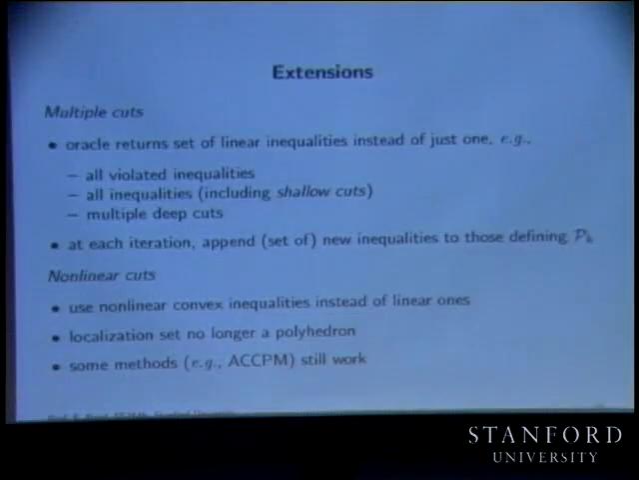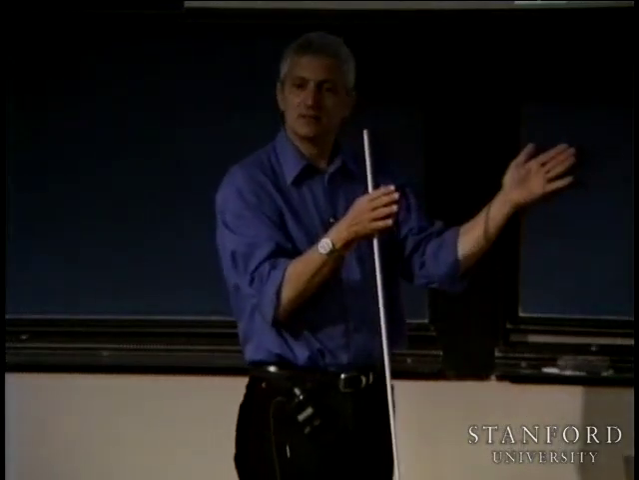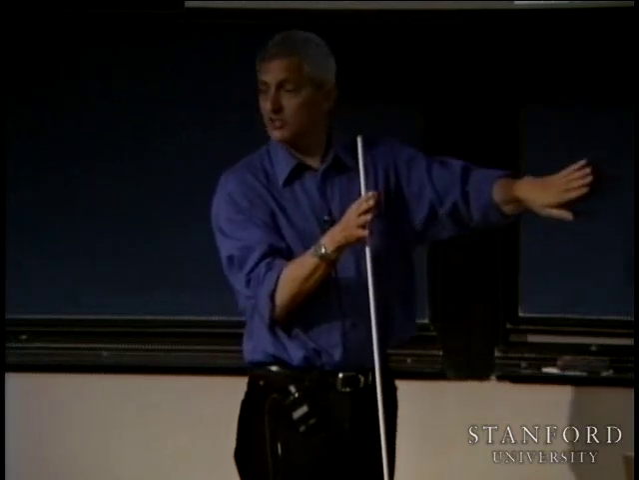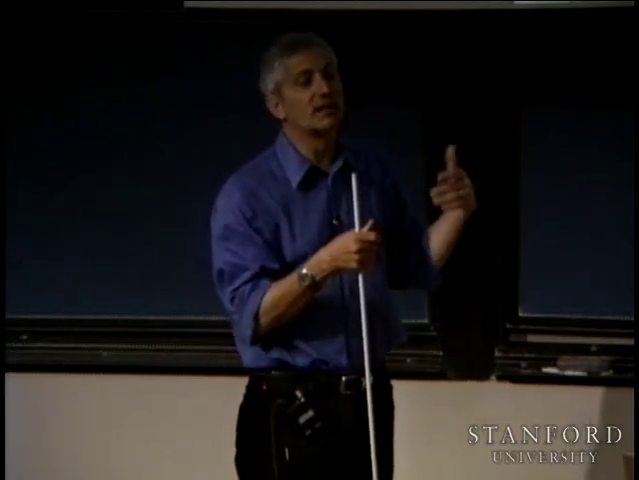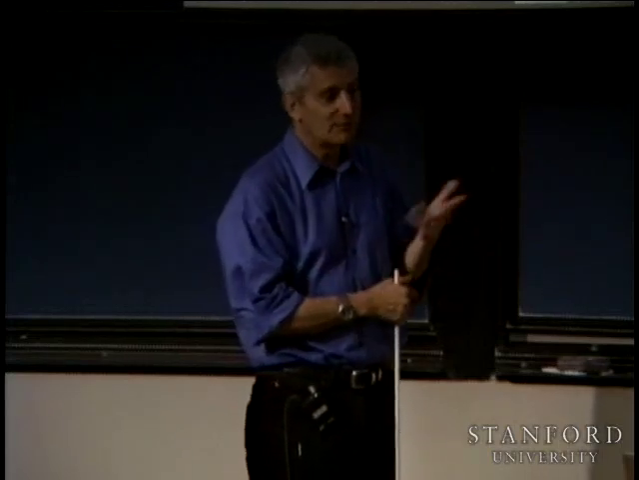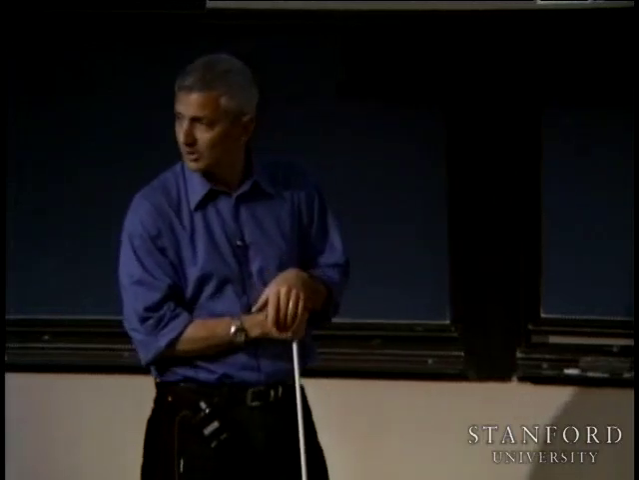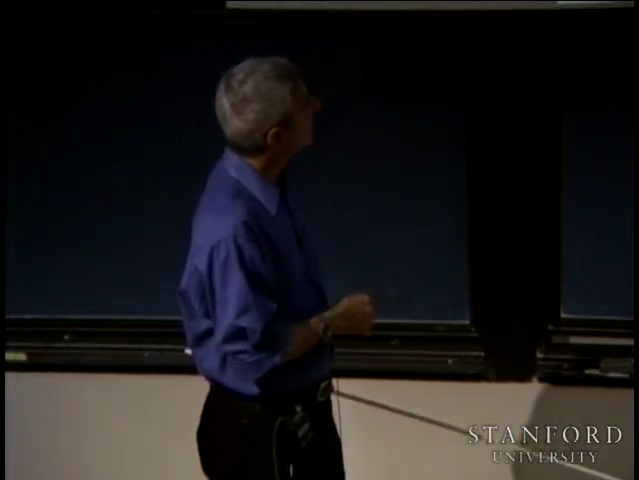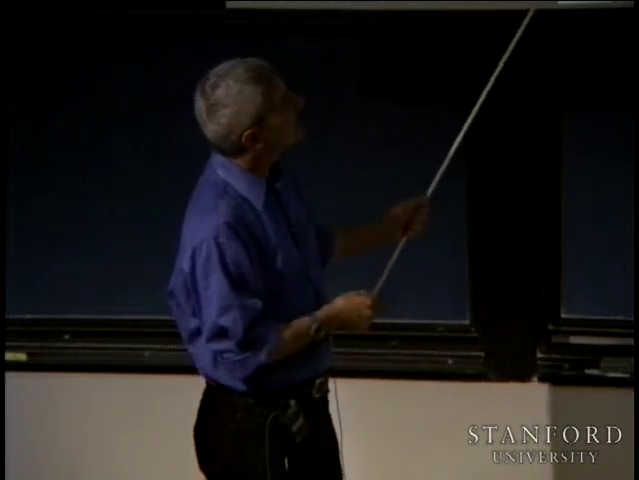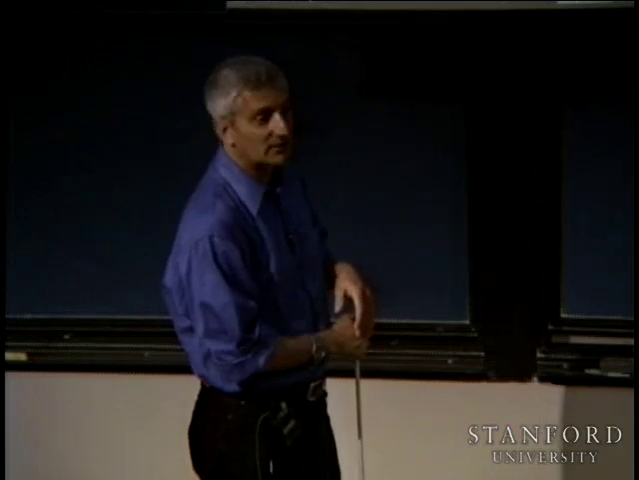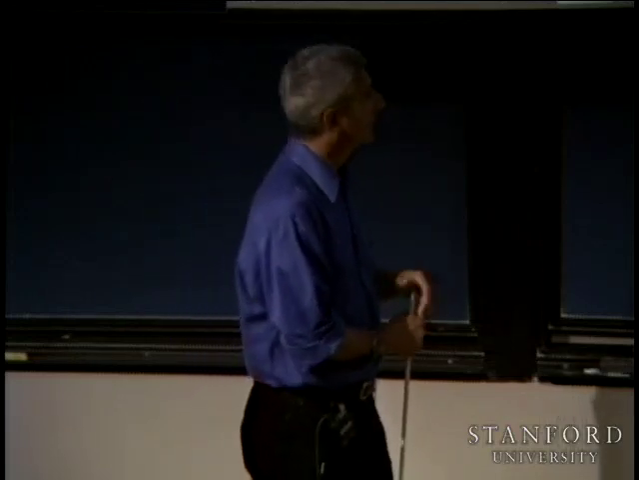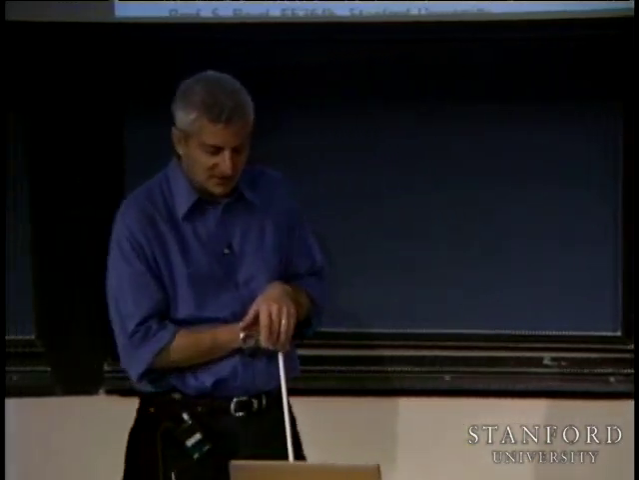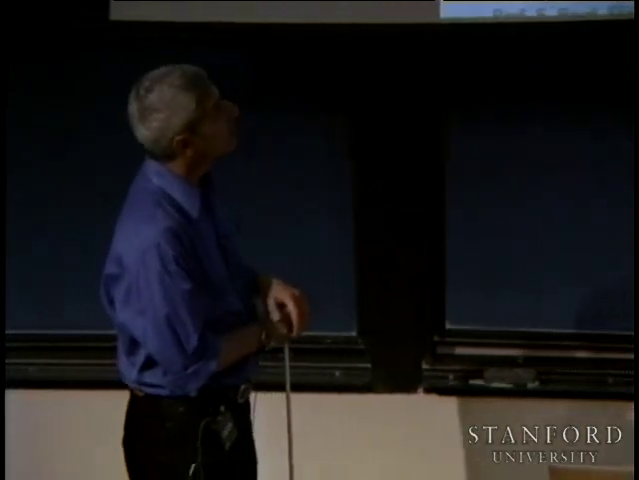You could have quadratic cuts where you return, instead of a half space where the solution, if it exists, must lie, an ellipsoid, basically. And there'd be plenty of cases where something like this would work if your inequalities were quadratic or something like that. In this case, the localization set is no longer a polyhedron, but that doesn't really matter. I mean, in particular, things like ACCPM, they work just fine.